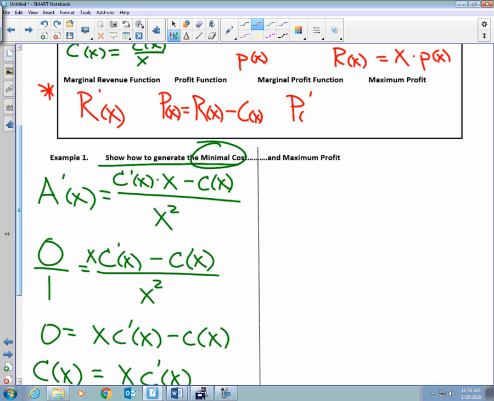You guys know as well as I do that in economics and in business, we would like to maximize profit. So in order to maximize profit, what do I do to the profit function? I take the derivative. Now, the profit function is R of x minus C of x. Now remember our rules with derivatives, when you have subtraction, you just take the derivative of each one, right? So we have R prime of x minus C prime of x.